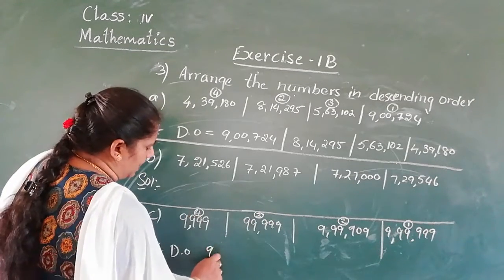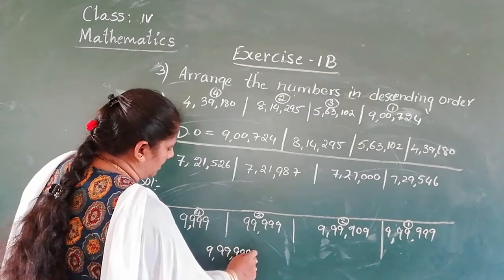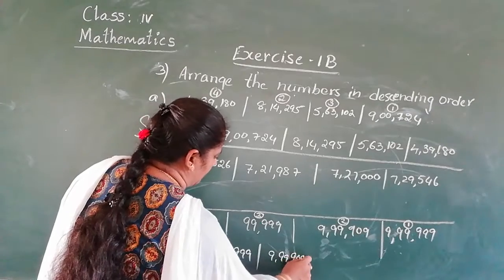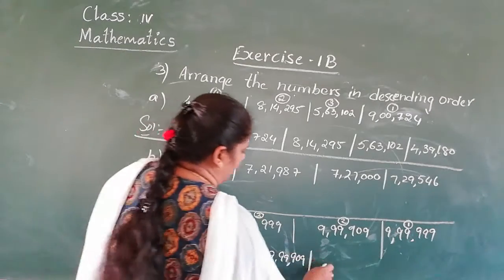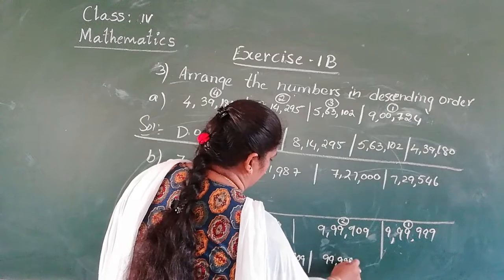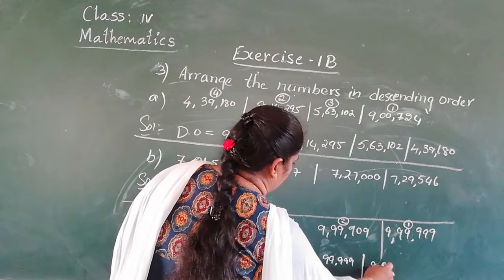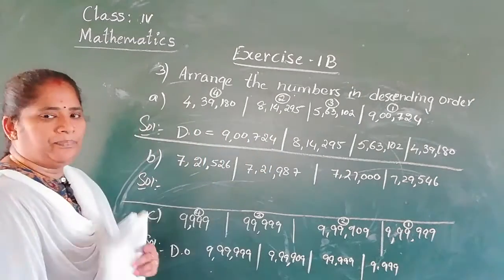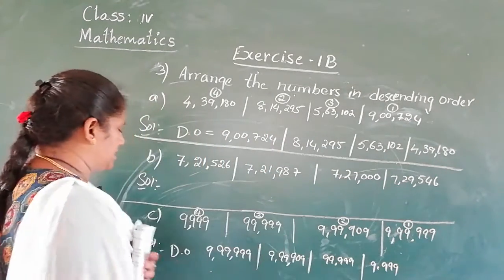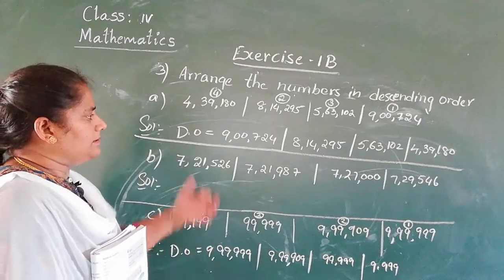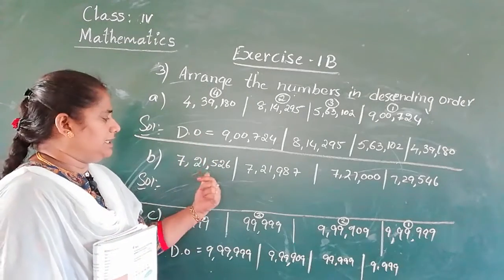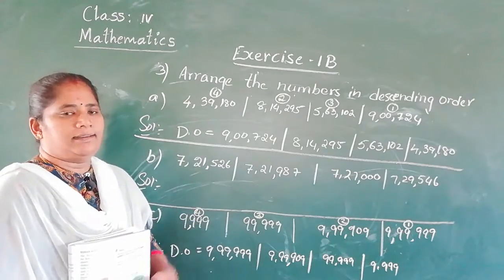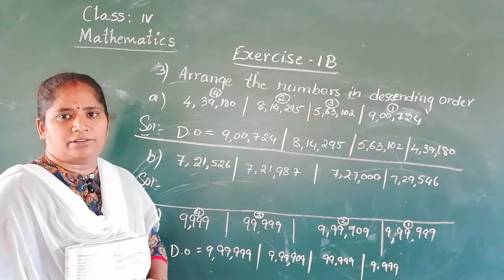So now write 9,99,999, 9,99,909. Next, 99,999. Next, 9,999. Okay, do you understand how to write this one? Biggest to smallest. So in these 3 problems, I explained 2 problems. You will do the middle problem on your own. Okay, note down this also, children. Take the screenshot and note down in your rough book. Okay.